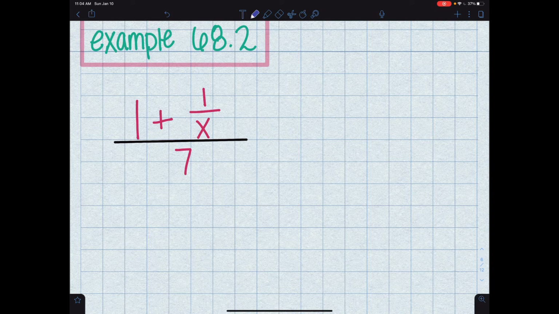68.1. We're going to simplify this. The first thing, even though it's super tempting to just look at that 7 and be like, I'm going to get rid of that thing first, that's not the first step.